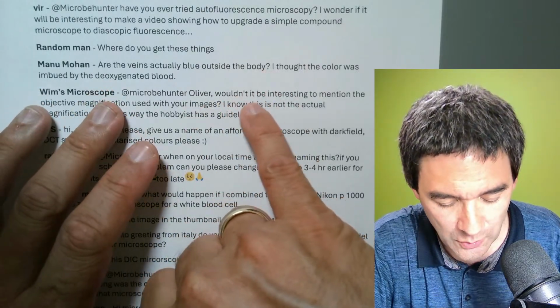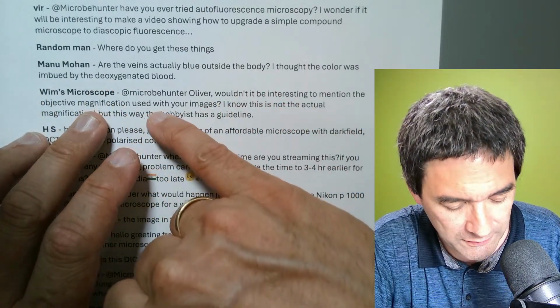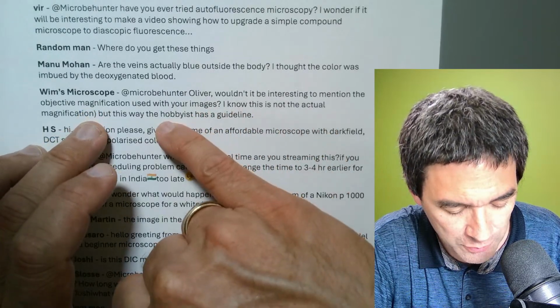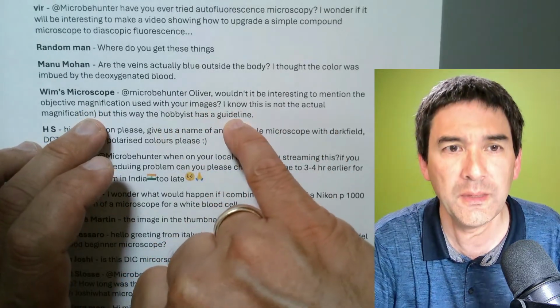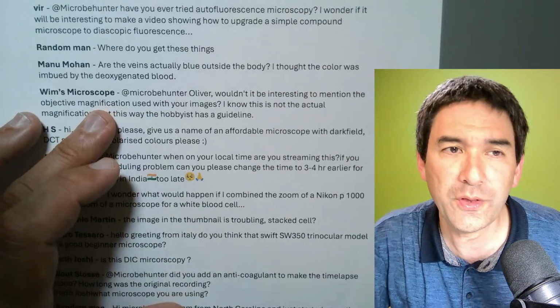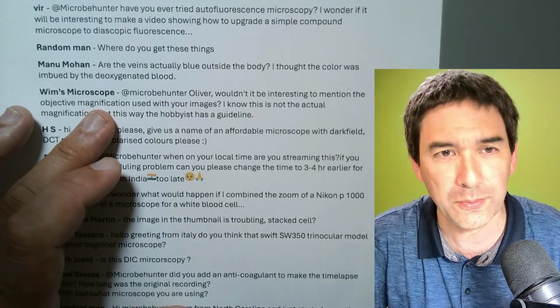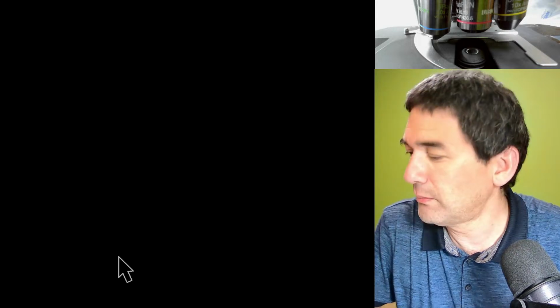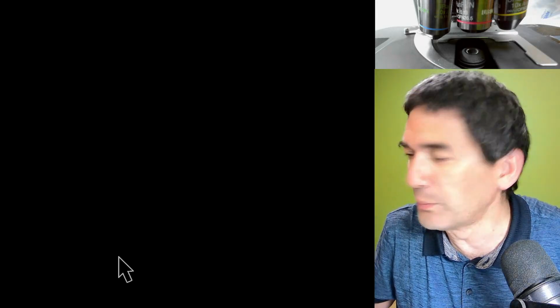Wouldn't it be interesting to mention the objective magnification used with your images? I know it's not the actual magnification, but this way the hobbyist has a guideline. So yes, the whole thing with the objective is a complicated matter, and I would like to explain this to you in a little bit more detail. I've switched off the microscope now, but I would like to explain this because this is actually an issue.